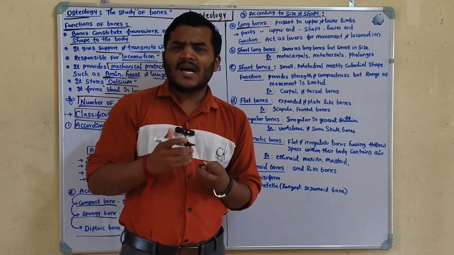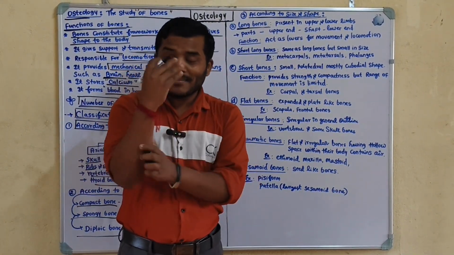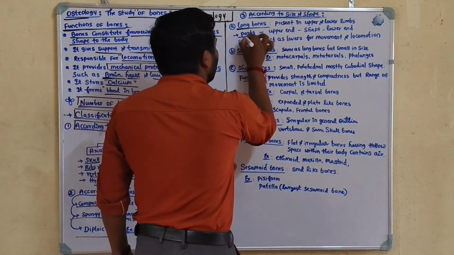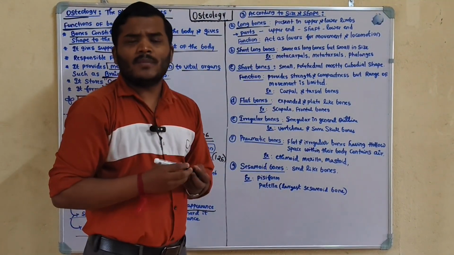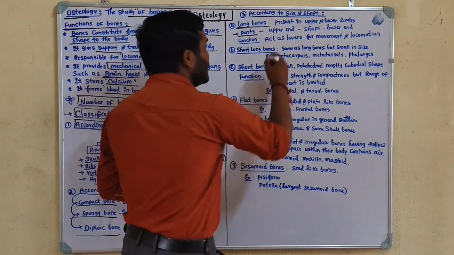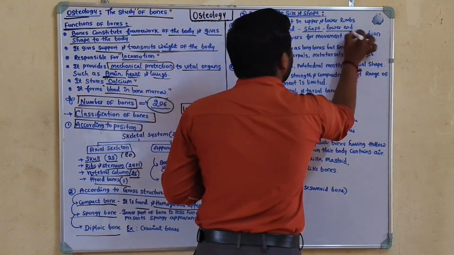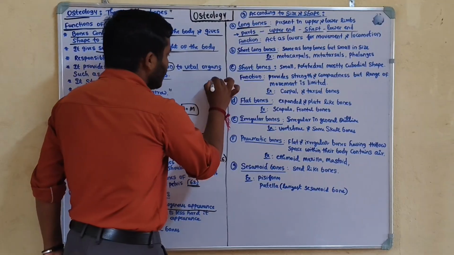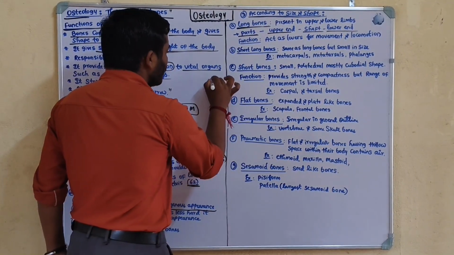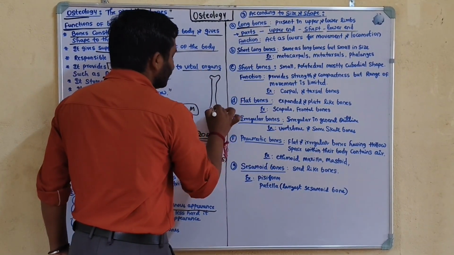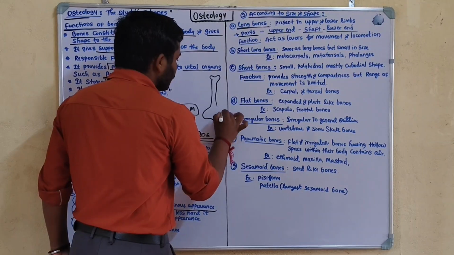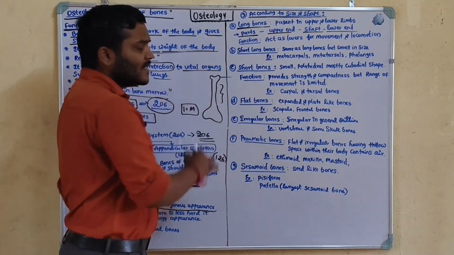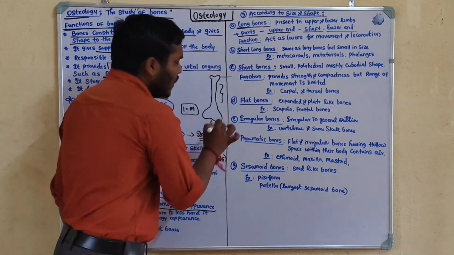Long bones are mainly present in both the upper limbs and lower limbs. There are three parts of the long bones. How many parts? Three parts: upper end, shaft and lower end. I give one example, okay? This is the upper end, this part is called the shaft, and this is the lower end.